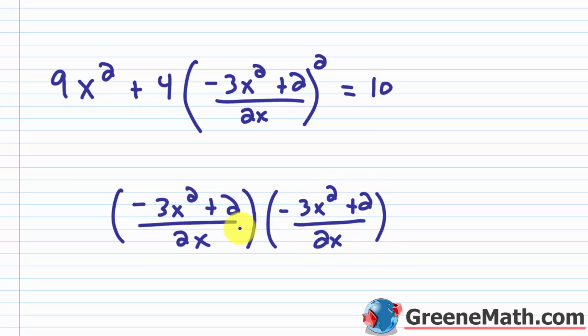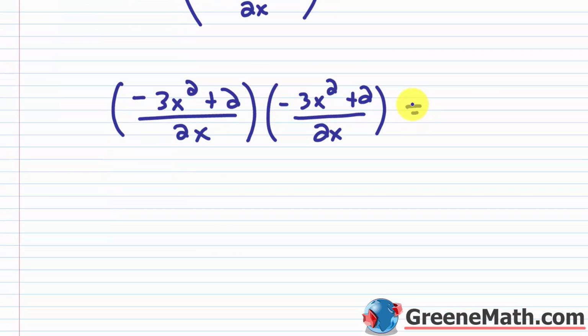Well, how do we multiply 2 fractions or 2 rational expressions? All I need to do is multiply the numerators together, put that over the product of the denominators. So this guy is just negative 3x squared plus 2 quantity squared, right? So the first one would be squared. So the negative 3 squared is 9. X squared squared is x to the 4th power.